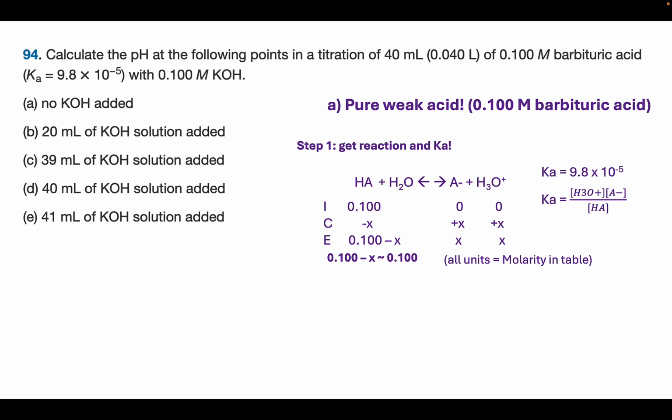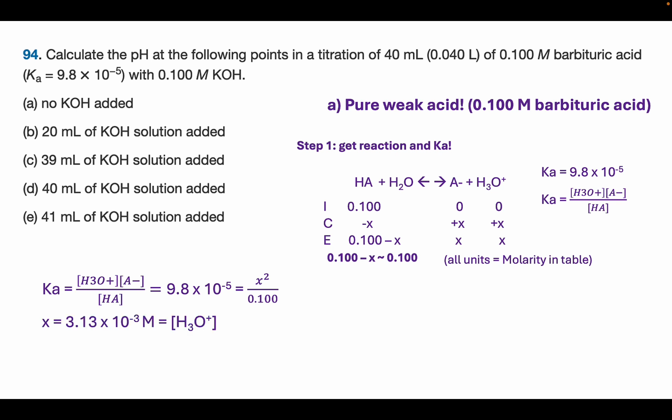This is based on being a low value of Ka. It's a mathematical approximation that we should see that this x here probably doesn't matter. And we're going to be able to test this as well. Plug in, we end up getting x is equal to 3.13 times 10 to the negative 3. So it does look like it's less than 5% of the 0.10, which is the threshold for making this common acid-base approximation. And we can get the pH from this, 2.5 for the pure weak acid solution.